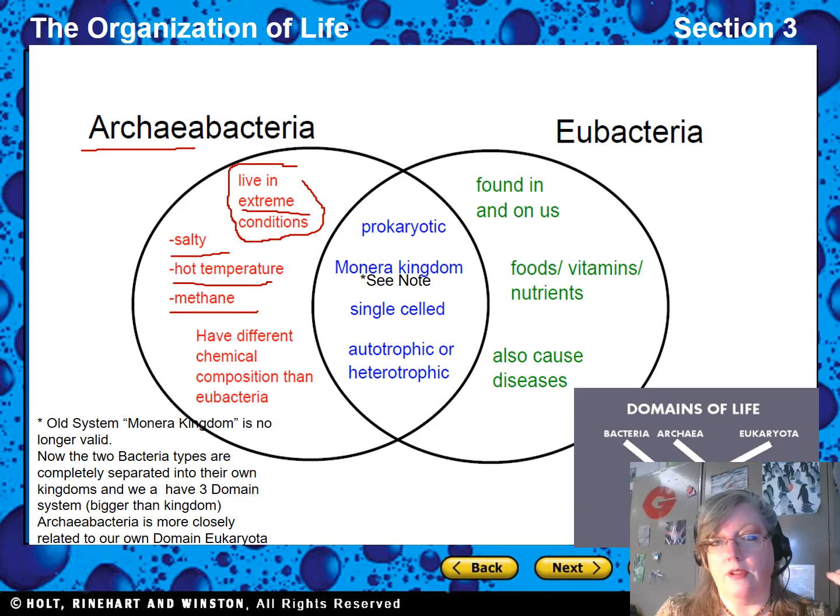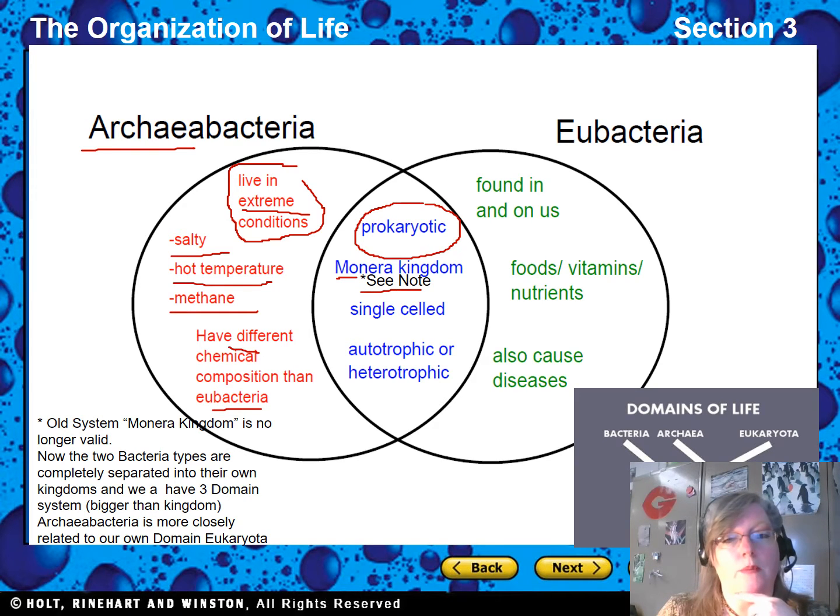Phile means to love. Extremophiles. Okay, so these are the Archaebacteria. They have different chemical composition than the Eubacteria. That's how they got separated out. Now, what's similar to both? They are both prokaryotic. And we used to put them together in the same kingdom, but we don't anymore.